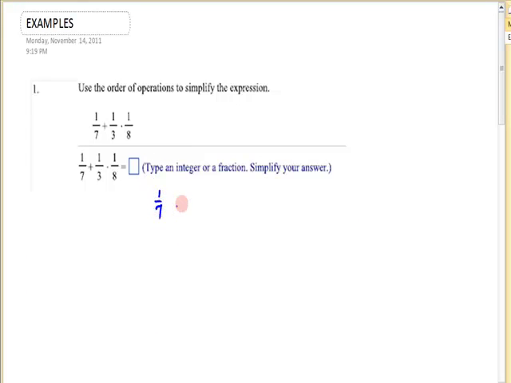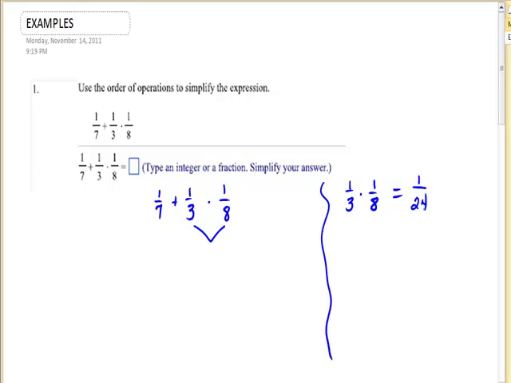All right, I have 1/7 plus 1/3 times 1/8. I'm probably going to give myself some real space over here to do work. I have addition and multiplication. Multiplication has the higher priority. So it is 1/3 times 1/8. There's no bow tie I can do. Multiply the tops for 1 and the bottoms for 24. So this is 1/24.